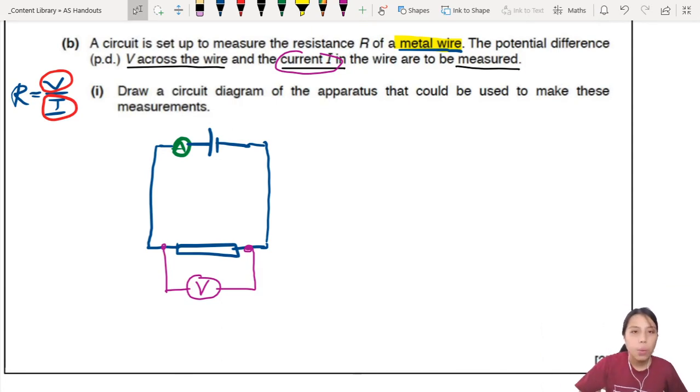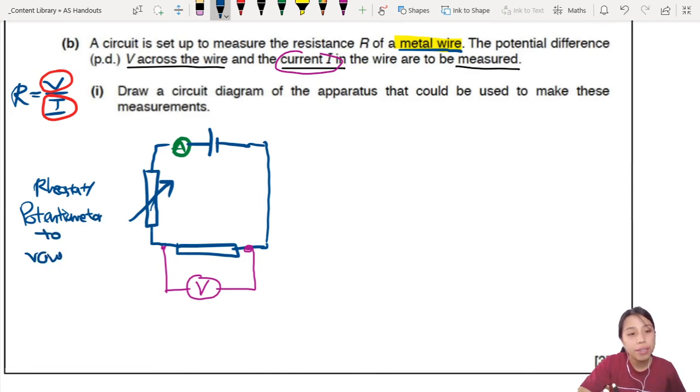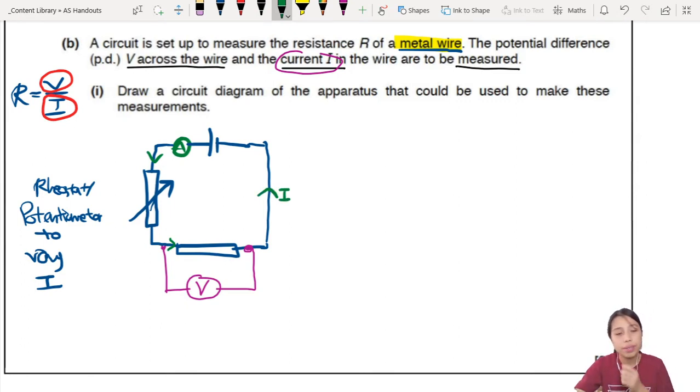For example, what if I add a rheostat right here on the left side? So I come down. The rheostat symbol is like a resistor, but with an arrow like that. The arrow basically means you can change it. So here I have a rheostat, also called a potentiometer, to vary the current in the circuit. Because your current will be flowing, this I, and we want to change that so we get different values to draw on our table.